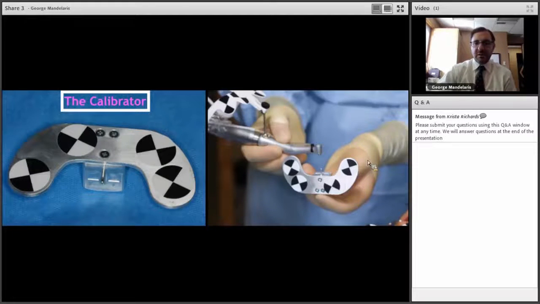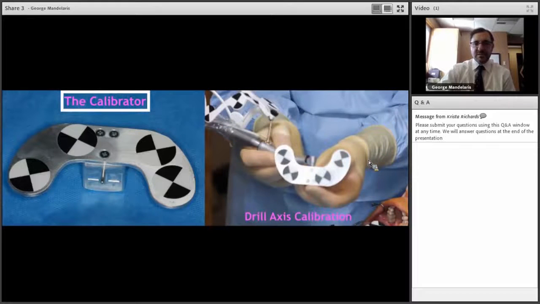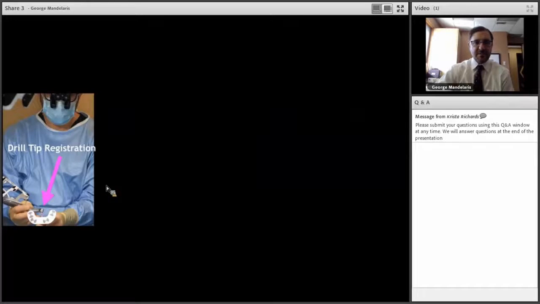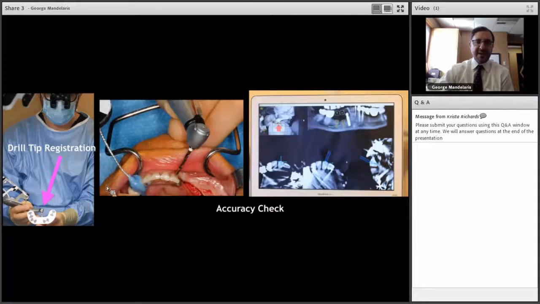This is the calibrator, so we're going to go ahead and calibrate our drill axis, as you can see there. There are little rectangular platforms here on which you register the drill tip, and there's a little nipple here which you could use for registering a piezosurgery tip. So here's the drill tip being registered to the system, and then I'm doing my accuracy check. I'm checking the drill tip. Before this, we're going to do the same thing with the tracer to make sure that what we've traced is accurate, and then what we're registering is accurate as well before we start the osteotomy site.